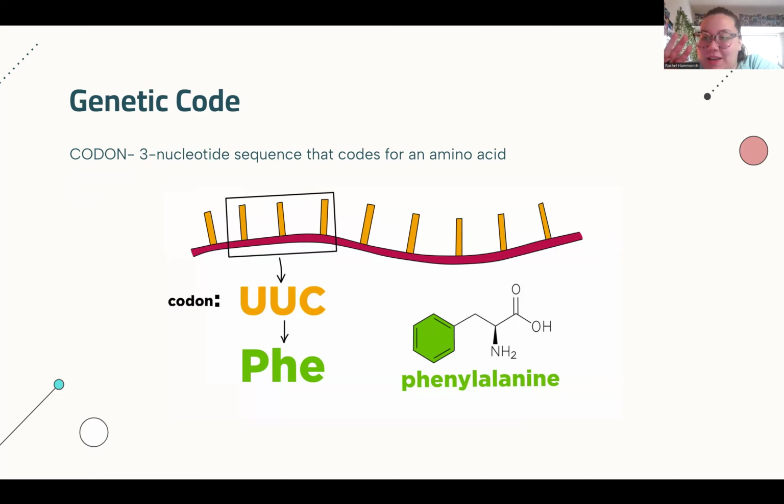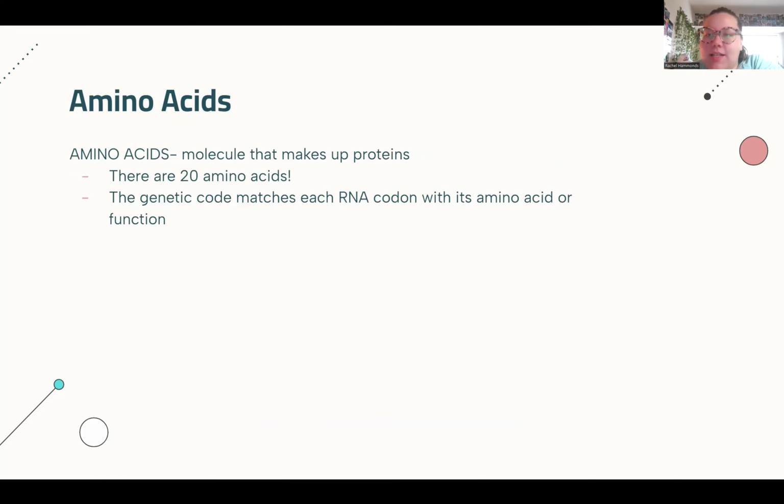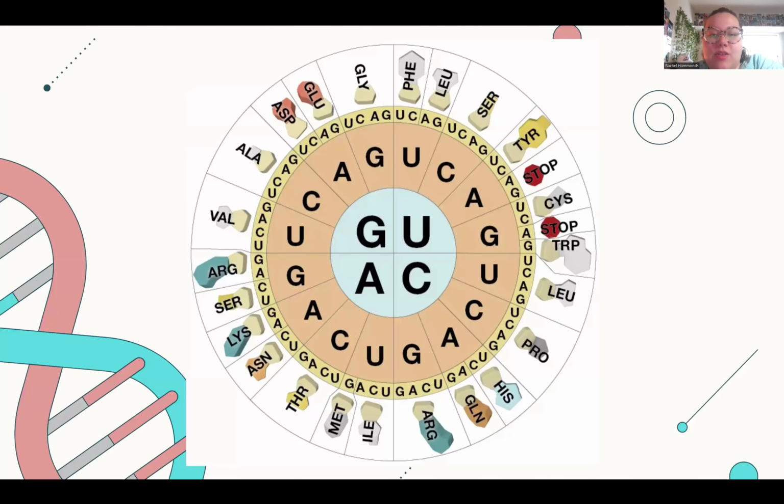Codons are 3 nucleotides. 1, 2, 3. So 3 nucleotides code for 1 amino acid. Amino acids are the molecules that make up the proteins. There are 20 different amino acids that are used to make up hundreds of combinations of proteins. The genetic code matches each RNA codon with its amino acid or function. This is a really easy image to use to identify what 3 base pairs will form what codon will give you what amino acid.